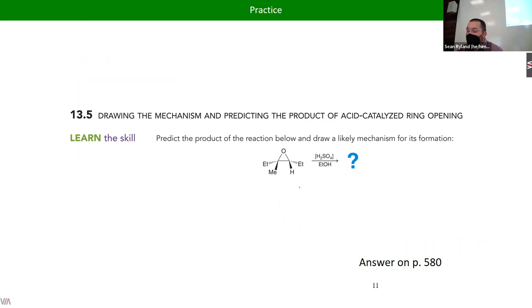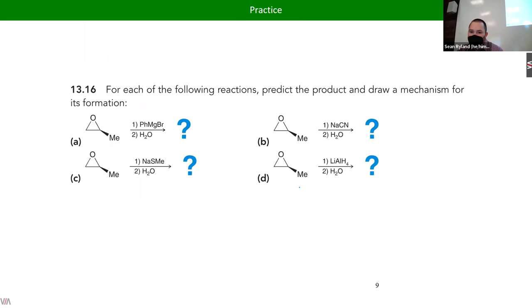All right. Let's go back to these ones. These were all under basic conditions. Basic conditions means we put our nucleophile on the less substituted carbon.